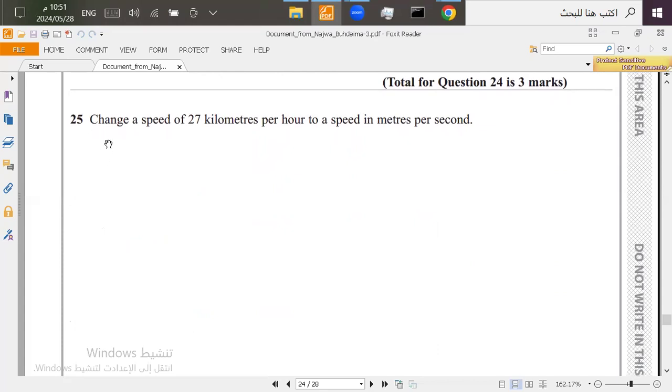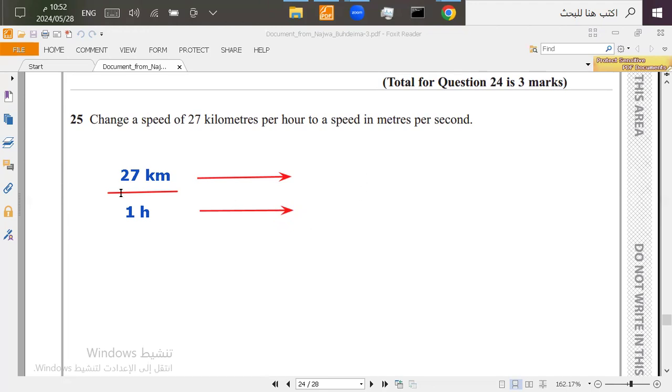Question 25. Change a speed of 27 kilometers per hour to a speed in meters per second. So first, let's write the speed. So we have 27 kilometers over 1 hour. This is the meaning of 27 kilometers per hour. And it's going to be a fraction like this. Now we're going to turn it into meters per second. It means we're going to turn this into meters and turn this into seconds, and then do the dividing part.